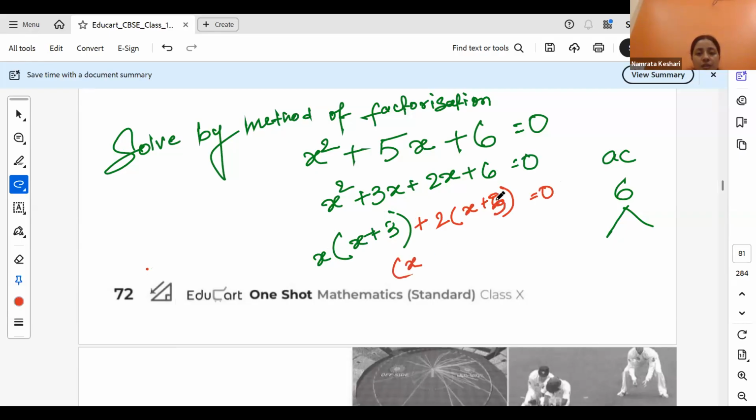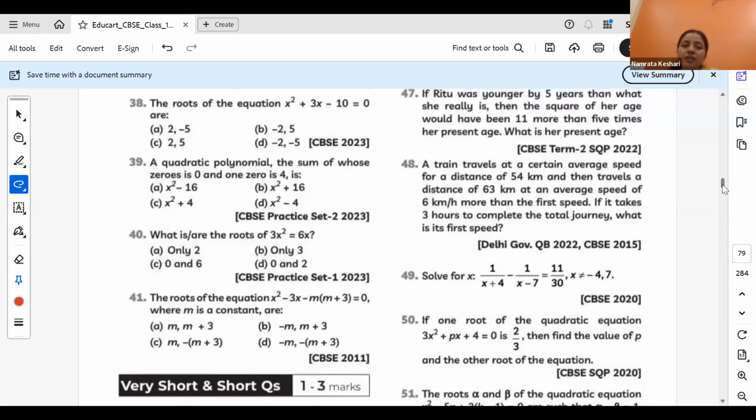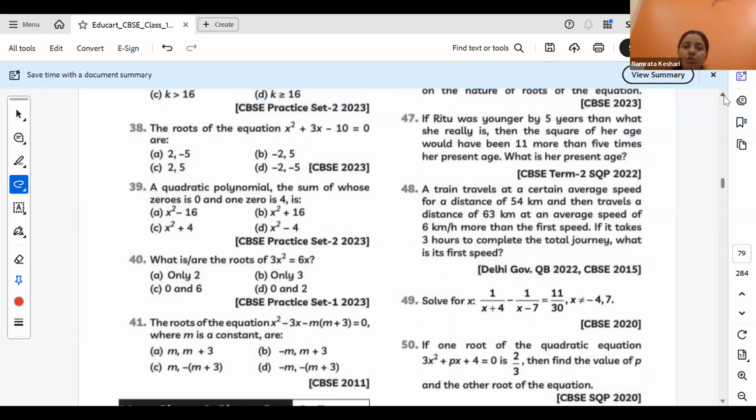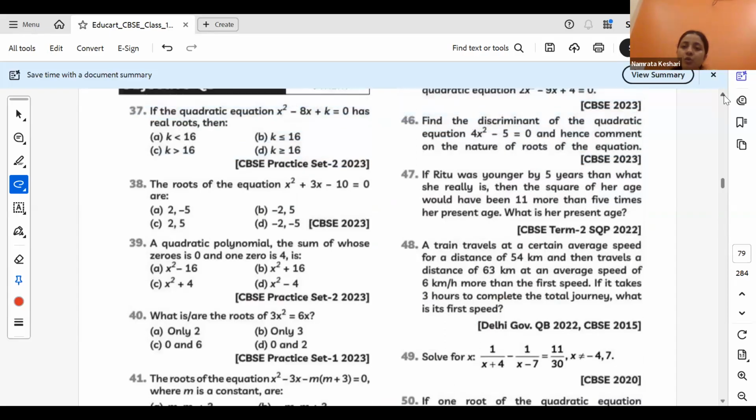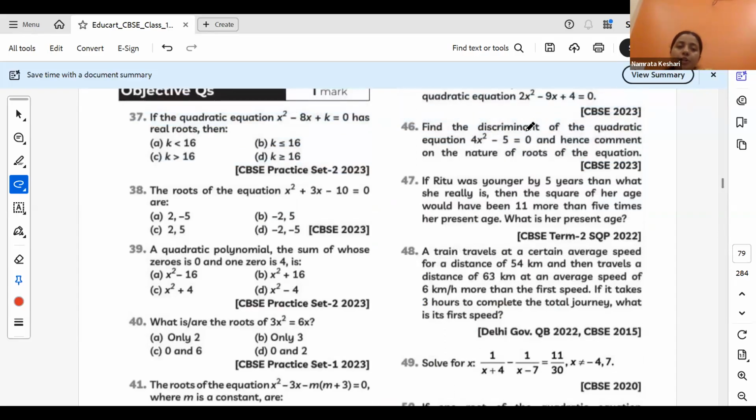You can see we are getting x plus 3, we are getting x plus 2. Our x value is minus 3 and minus 2, and we are done with the solution. Yes, we have used the method of factorization for solving this quadratic equation. Is it clear? Yes, ma'am. So in this chapter, so many things are just exactly like the polynomial, because there also we were focusing on quadratic polynomial, and here the chapter is quadratic equation.